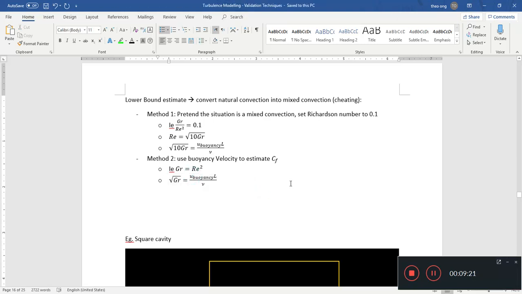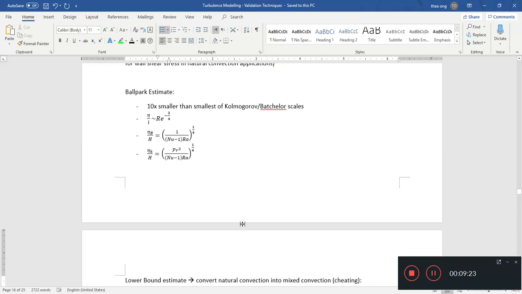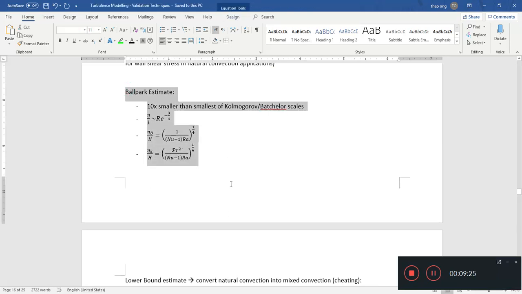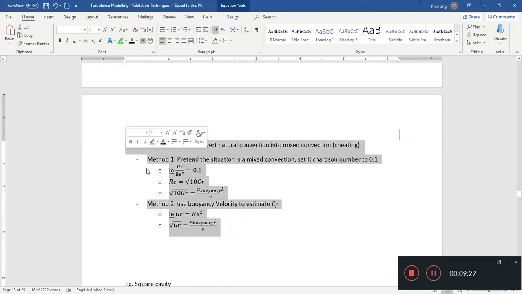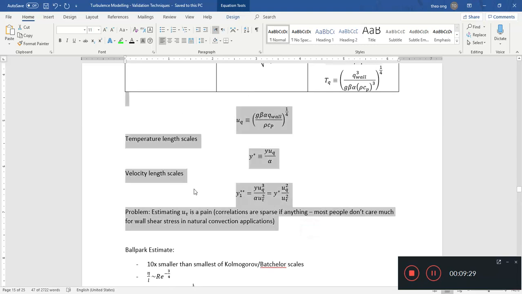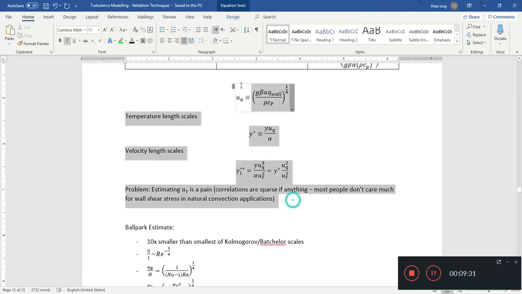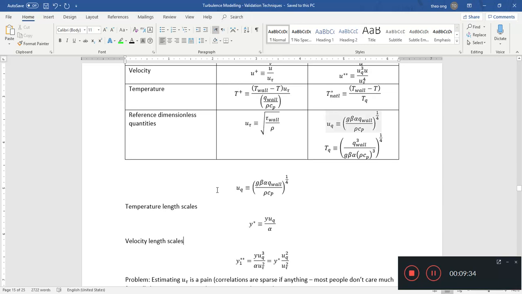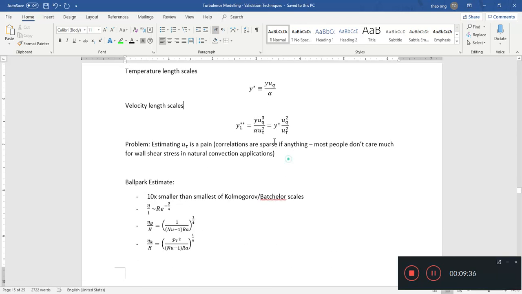So let's do an example to see whether these methods are valid, whether this ballpark estimate is valid, this lower bound estimate is valid, and whether the ultimate scale of comparison is to have these wall units show up. Of course, this is a bit more work to do.